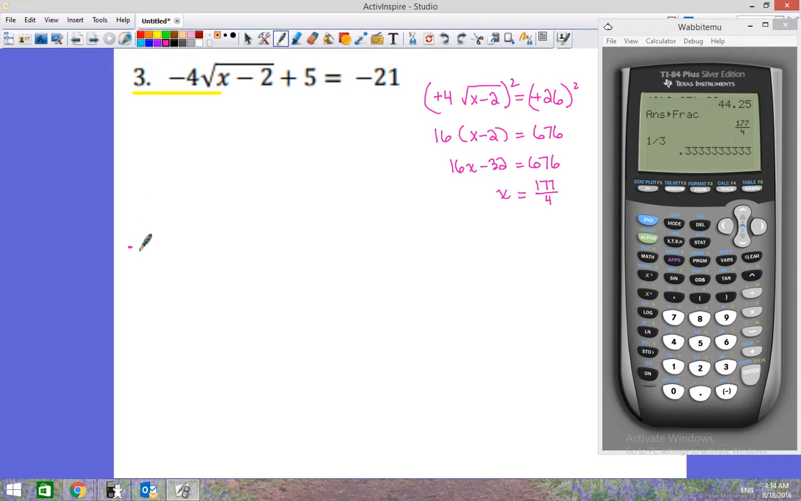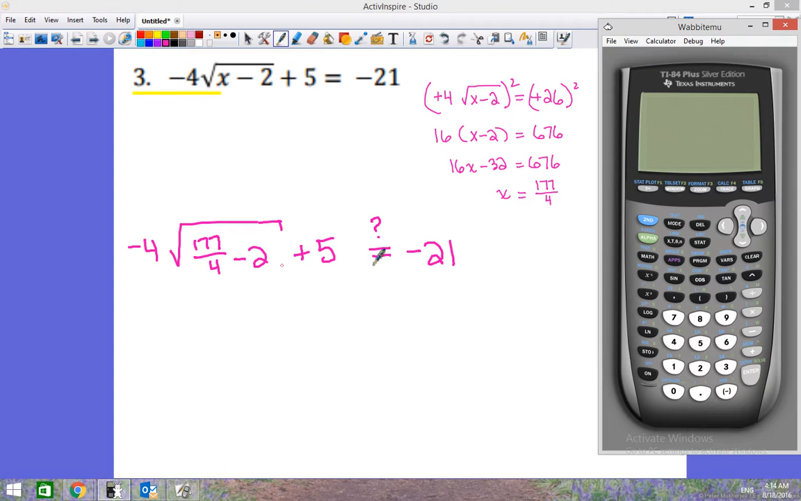So on the left-hand side, I have -4 times the square root of 177 over 4 minus 2, plus 5. And the big question is, hey, will this evaluate to -21? So let's just use the calculator. I could sit there and try to do it by hand, but I don't think that would be very fun to just watch me struggle with my arithmetic.